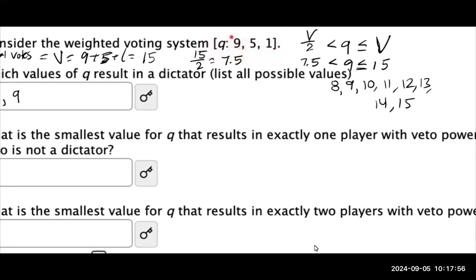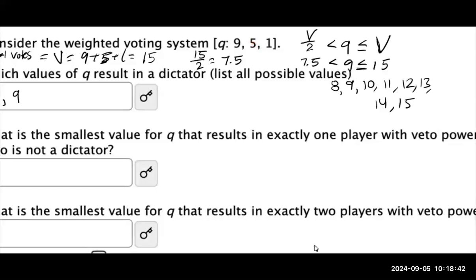In fact, if player number 2 ended up having veto power, then player number 1 would certainly have veto power. If you need those 5 votes to pass a motion, then for sure someone who has 9 votes would also be needed to pass the motion.